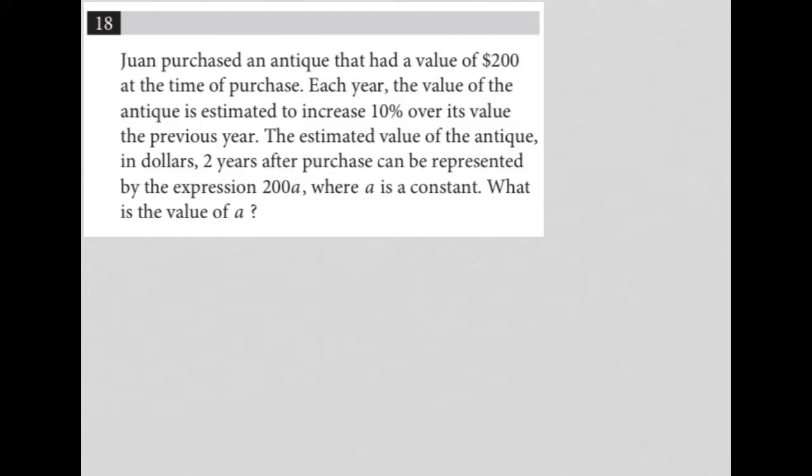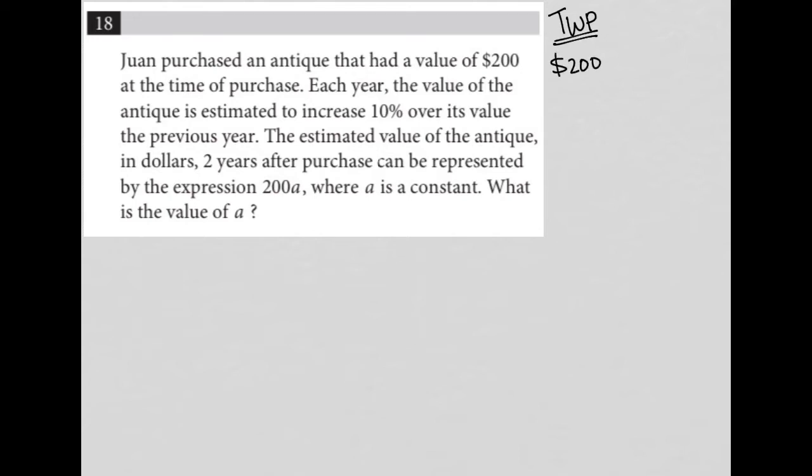So this question looks like a translate word problem question. So we're going to read each sentence here, stopping in between to make sure we understood what we read, and then definitely write down any quantitative information. So the question says, Juan purchased an antique that had a value of $200 at the time of purchase. So let's write that down.